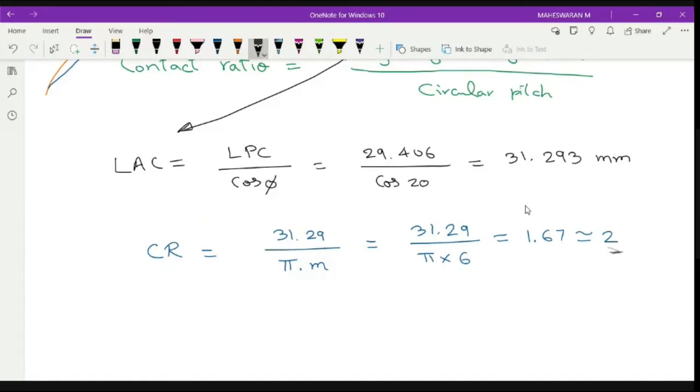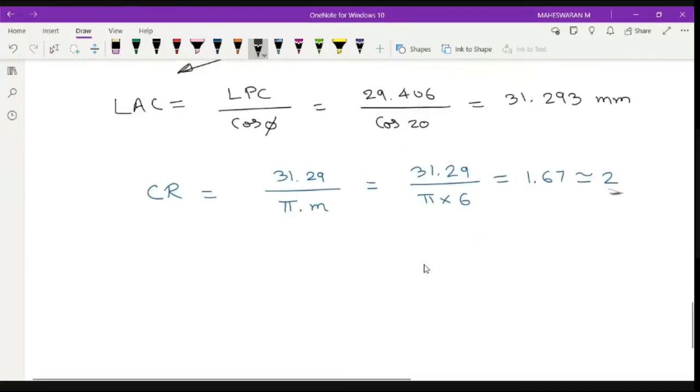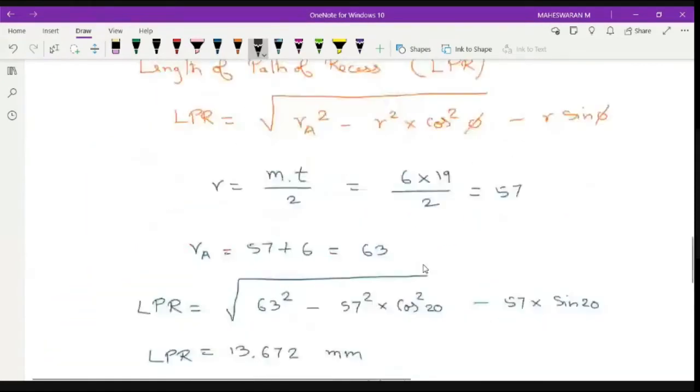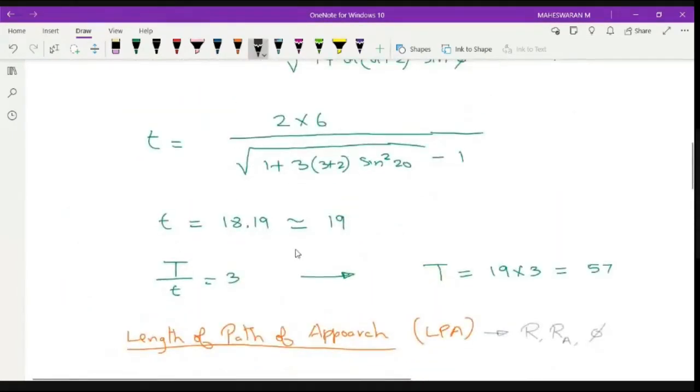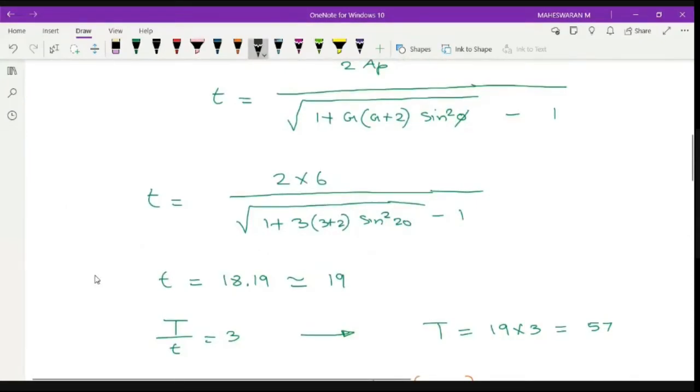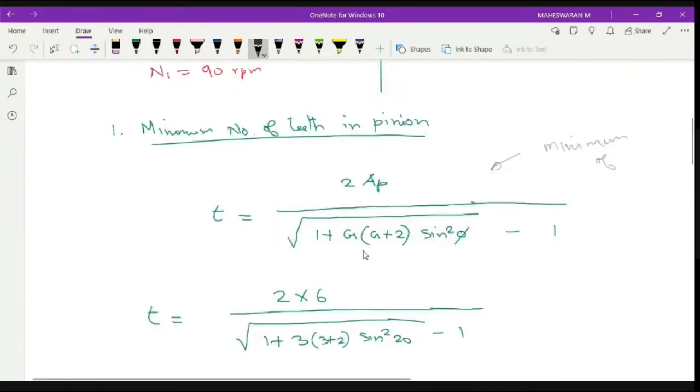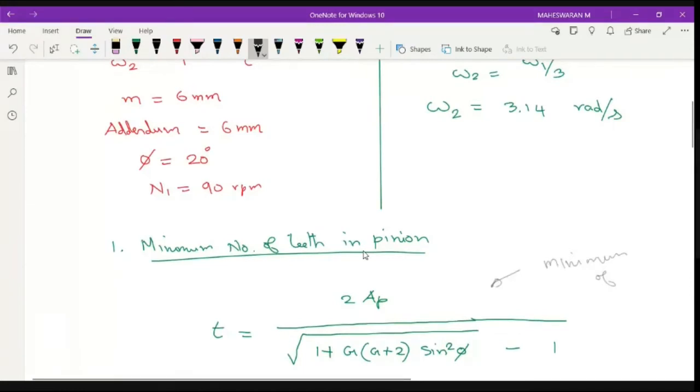This is a minimum value for the number of teeth, so you always consider the next whole number even if it is 1.1 or 1.01. Only for the number of teeth in contact do you maintain this.